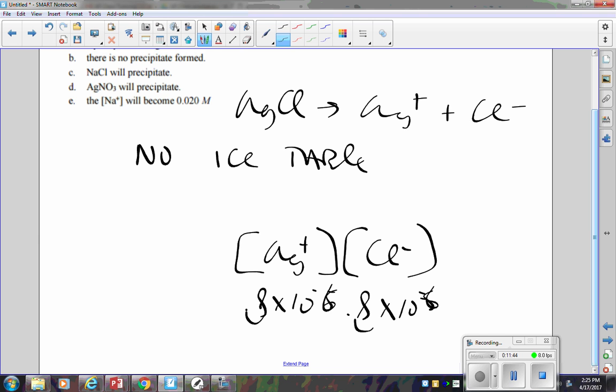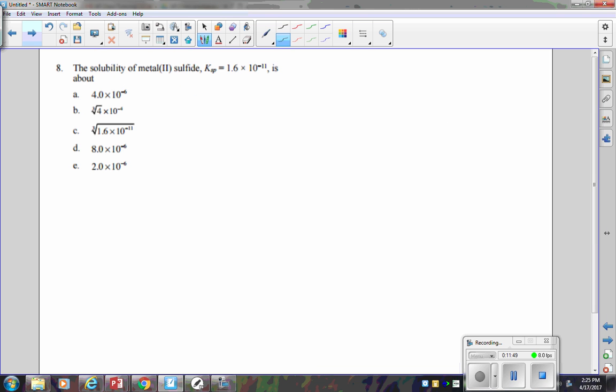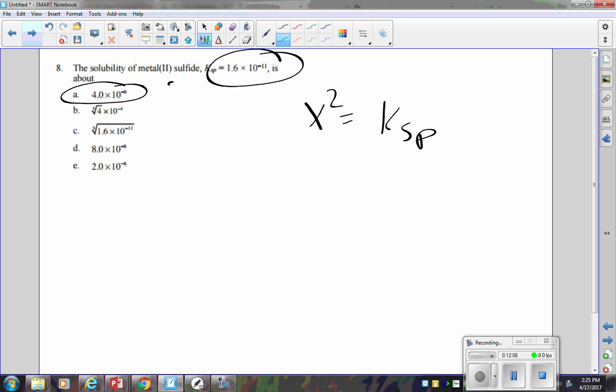Does that make sense? Next, 8. The correct answer is A. Solubility, it's 1.6 times 10 to the negative 11. They're asking about a metal 2 sulfide, which means it would be basically x squared is equal to KSP, because it's 2 ions we're talking about. So what we're going to do is take the square root of 1.6 times 10 to the negative 11. Well, what's half of 1.6?